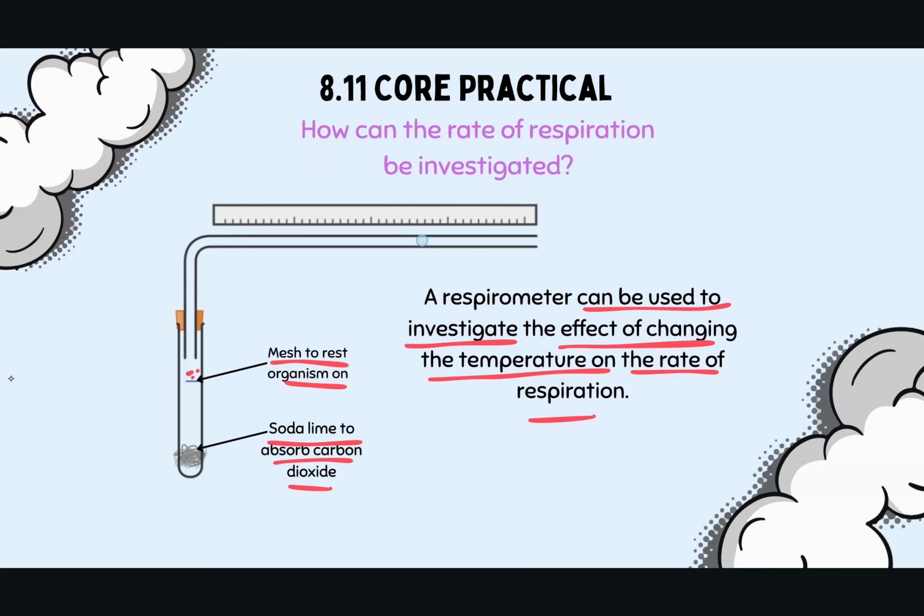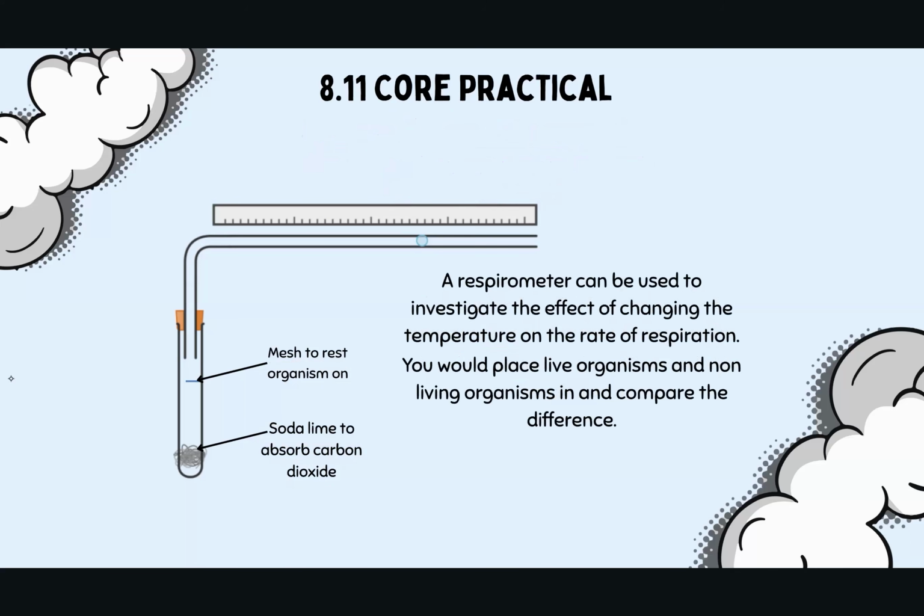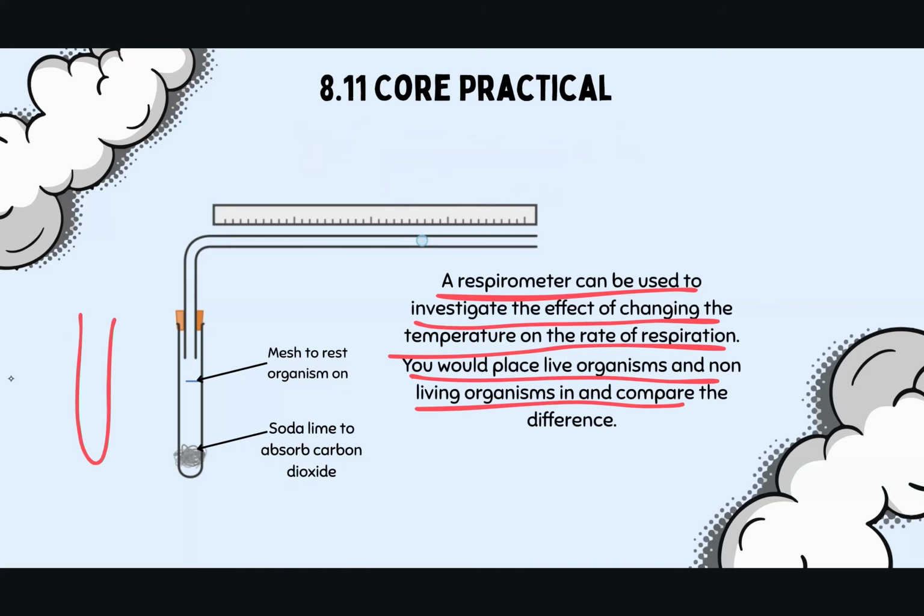So how can the rate of respiration be investigated? A respirometer can be used to investigate the effect of changing the temperature on the rate of respiration. You place your live organisms and non-living organisms in and compare the difference. So in one test tube, you might have dead organisms on the mesh, and in this one you might have living organisms.